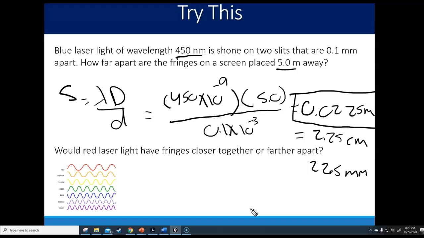Okay, so red light has a longer wavelength than blue light. Also, when it's talking about the fringe separation, it's talking about S. So take a look at this equation here. If I were to increase lambda, keeping everything else the same, that means S would also increase. So because red light has a higher wavelength than blue light, the fringes would actually end up farther apart, because obviously if I multiply by a bigger number on top, I'm going to get a bigger number on the left side of the equation as well.